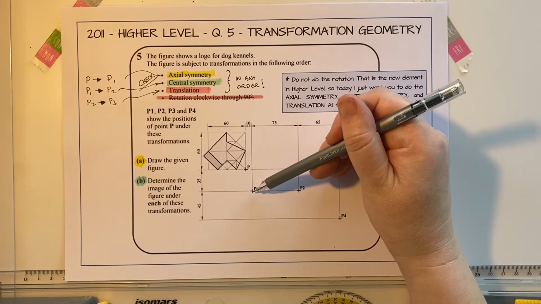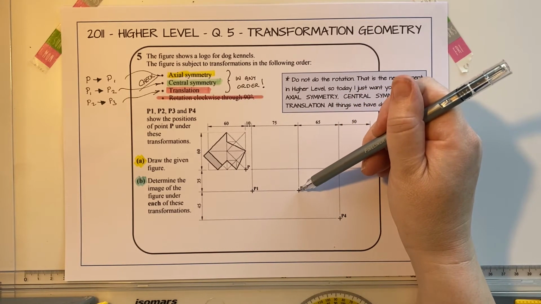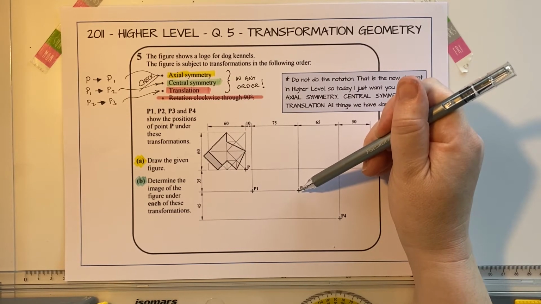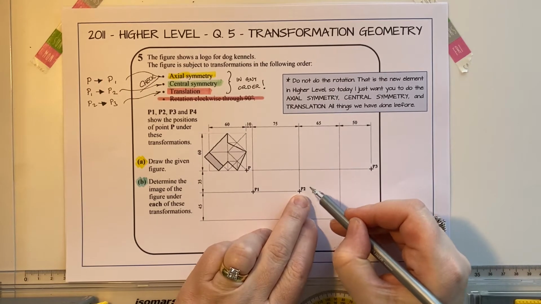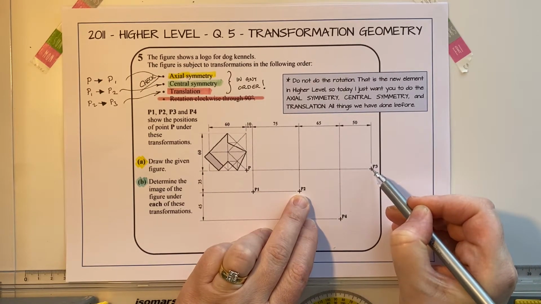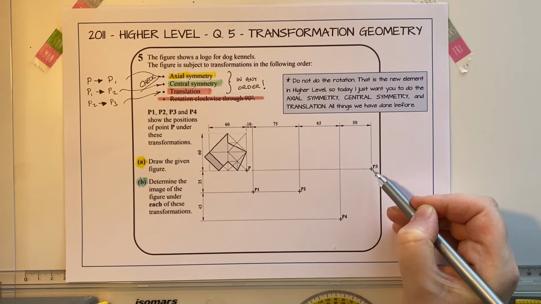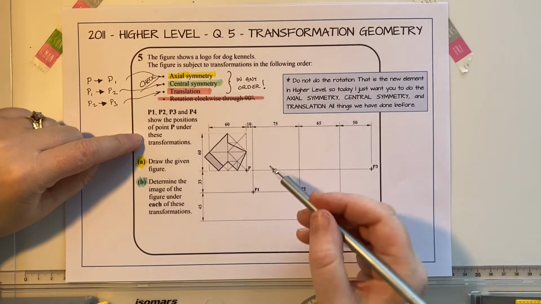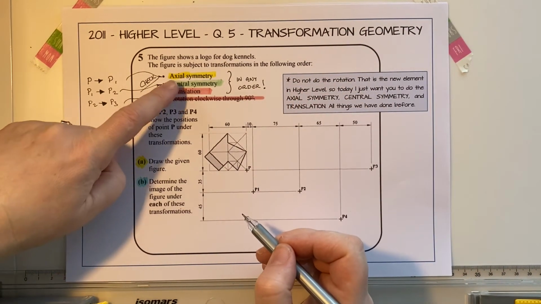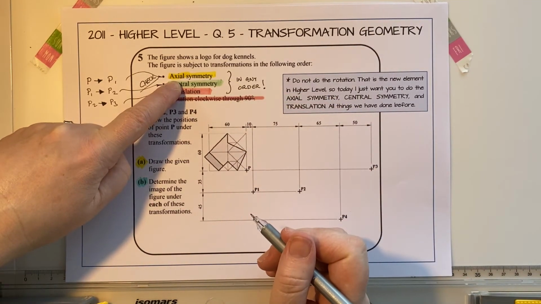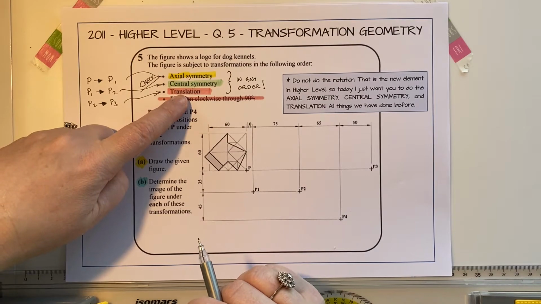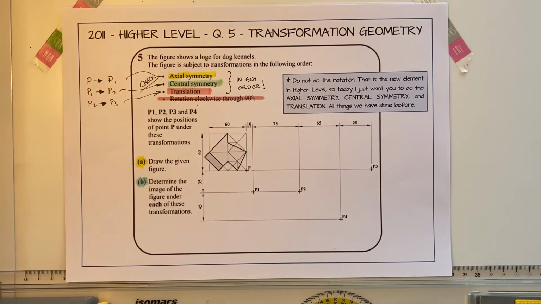So P1, after the central symmetry, ends up at P2. And then the translation: P2, after the translation, moves to P3. So far that's what we're working through. Straight away, before I ever draw a line, I know I am going to need the axis for the axial symmetry. I'm going to need the central point for the central symmetry, and for translation I don't need anything because it is the easier one.